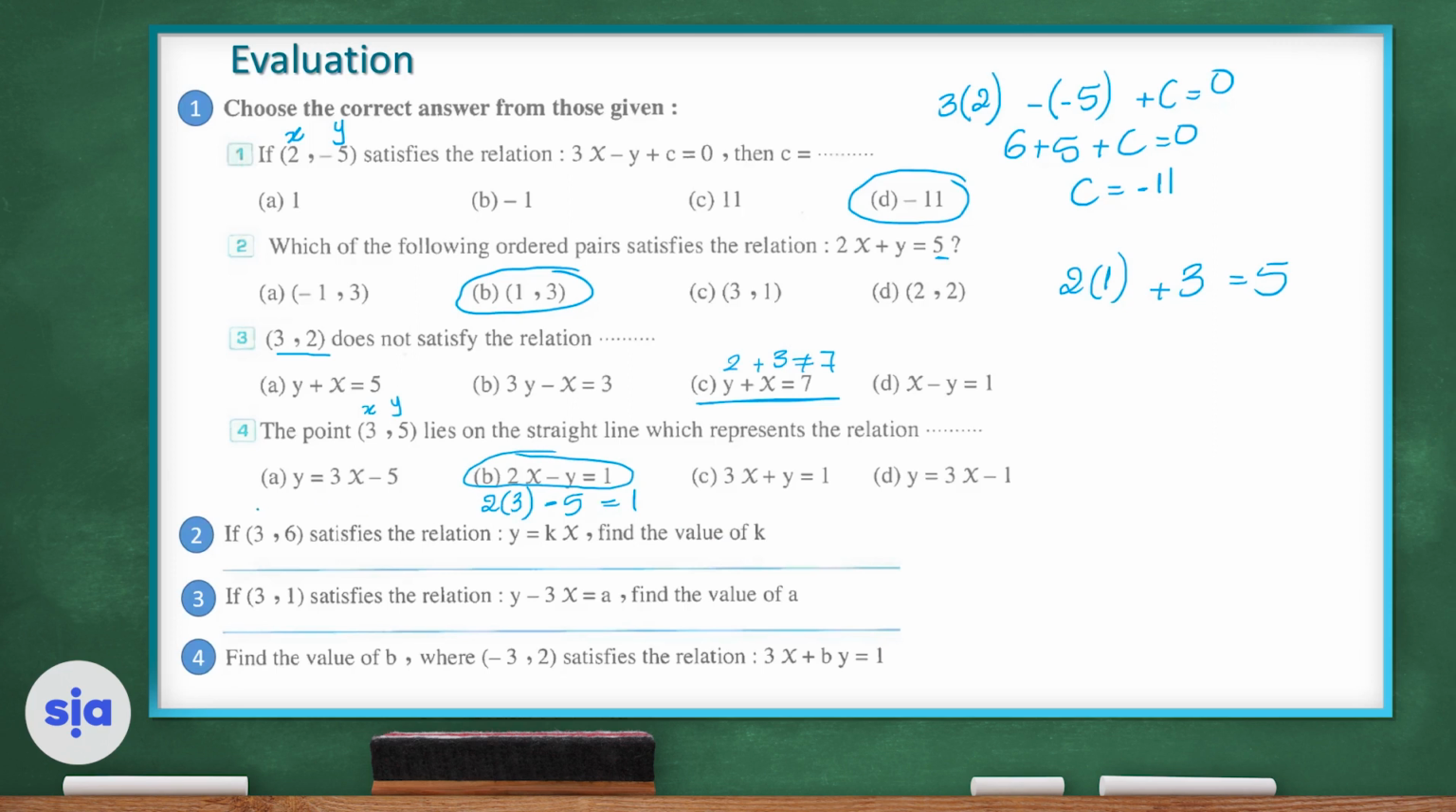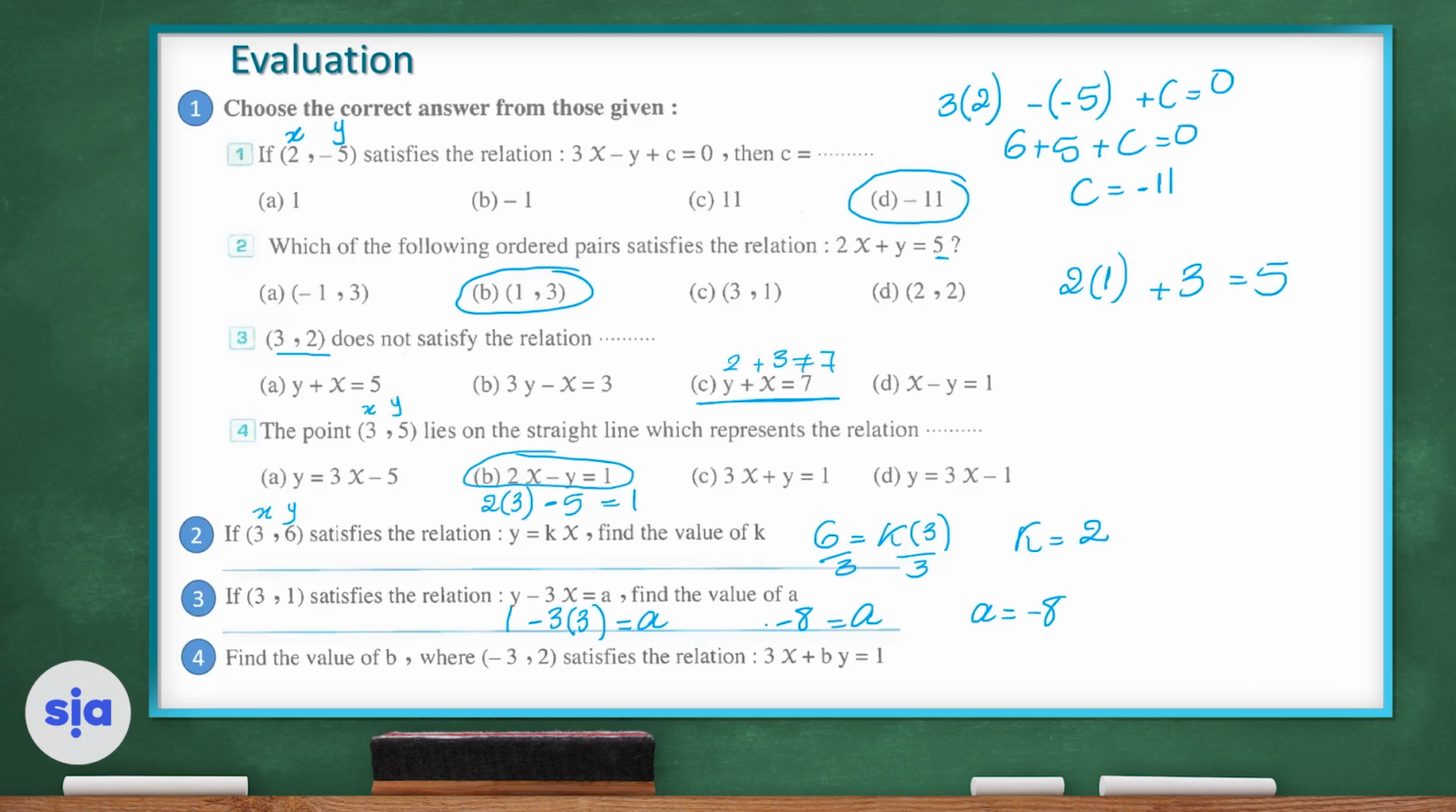Question 2, we're going to replace x by 3 and y by 6 to find the value of k. So y, which is 6, equals k times 3. Divide both sides by 3. Then k is equal to 2. In question 3, we're going to replace the x by 3 and the y by 1. Then 1 minus 3 times 3 is equal to a. Then negative 8 is equal to a. So the value of a equals negative 8.